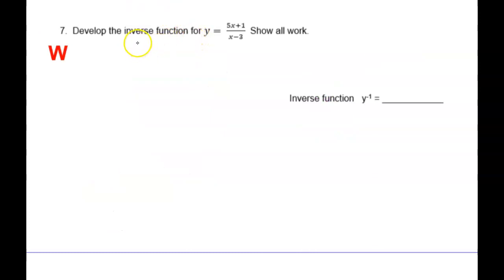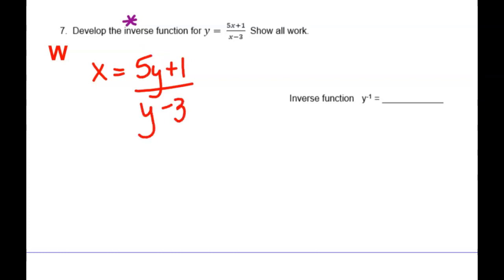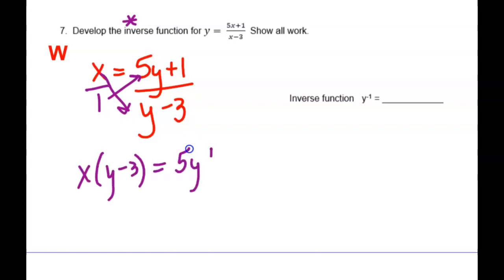Okay, inverses. There is more practice on this on packet 3, but inverse means you switch out the x for a y and the y for an x. Then you have to solve for y. There is a y in 2 places, so you cross multiply. X times y minus 3 equals 5y plus 1. Distribute.